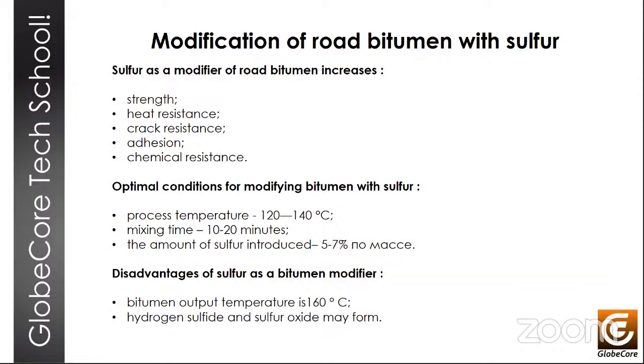However, there are also negative sides to this modification method. First off, ready-made road bitumen is shipped to the customer at a temperature of 160 degrees centigrade. Modification of bitumen with sulfur at this temperature causes the formation of hydrogen sulfide and sulfur oxide. So in view of that, we need to pre-cool that finished bitumen to 120 degrees C before we can begin modification, which is an inconvenience of sorts. Next slide, please.